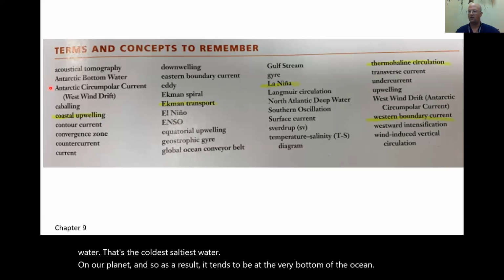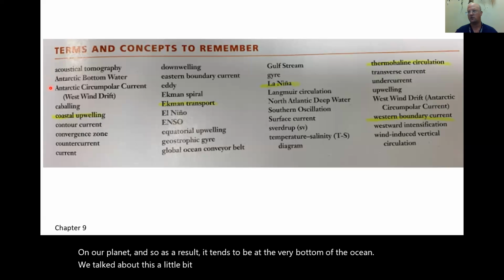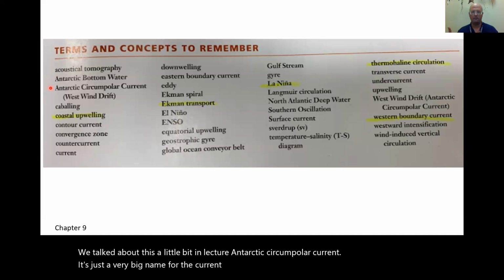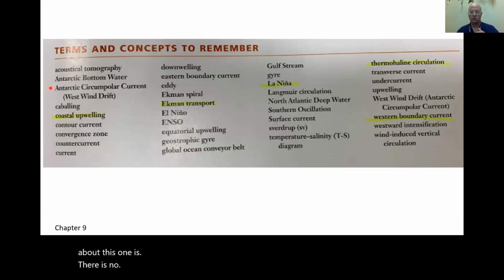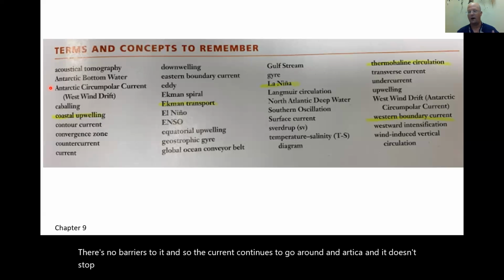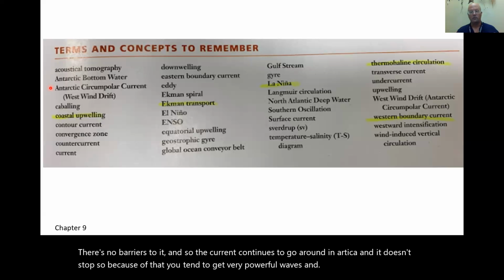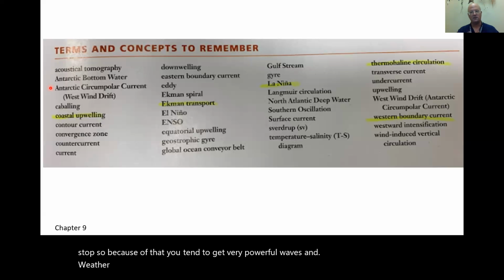We talked about this a little bit in lecture, Antarctic circumpolar current. It's just a very big name for the current that goes around Antarctica. And what's interesting about this one is there's no barriers to it. And so the current continues to go around Antarctica and it doesn't stop. So because of that, you tend to get very powerful waves and weather because there's nothing for the waves to break against.